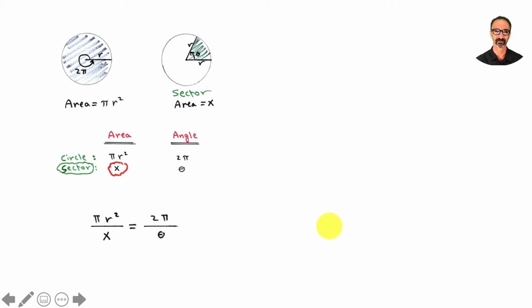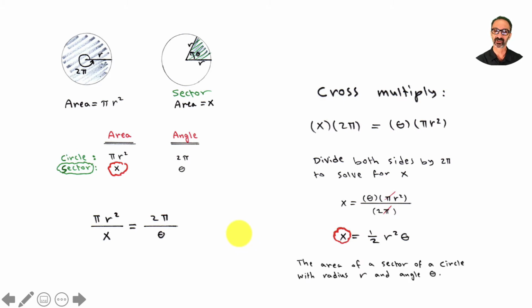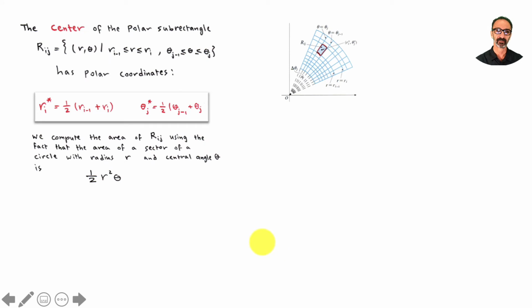What do you do next? Cross multiply. Multiply this, multiply this. That's what I get. Solve for x. Divide both sides by 2 pi. Pi cancels. Pull the 2 out as a half. And now you have it. So the area of the sector of a circle of radius r and angle theta is half r squared theta. Let's go back to the problem.